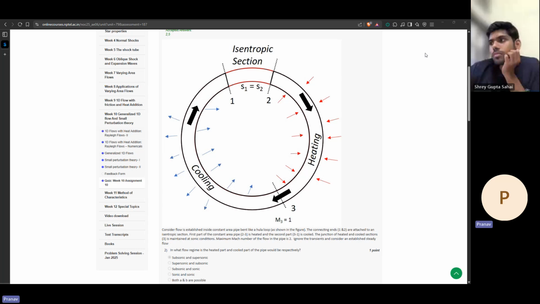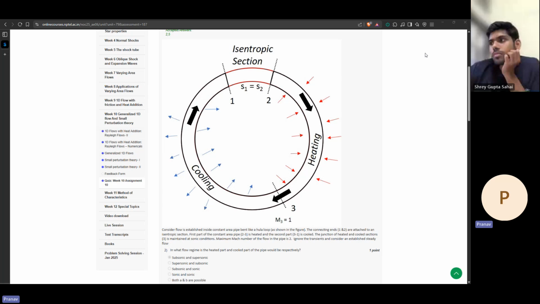At point one, there has to be a shock so that it transitions to subsonic flow just at section one. Since the area is not varying and the section is isentropic, the properties of the flow would be constant in this region. Then we get a subsonic flow at section 2 only. That was my thought process.